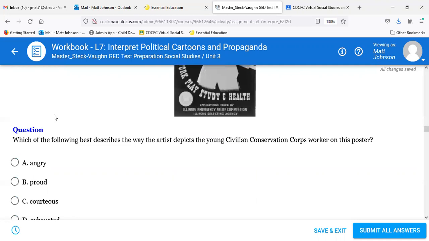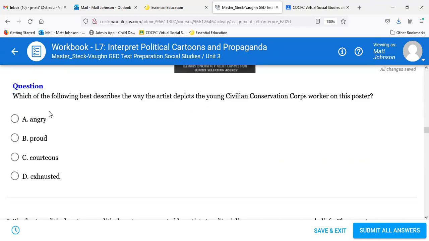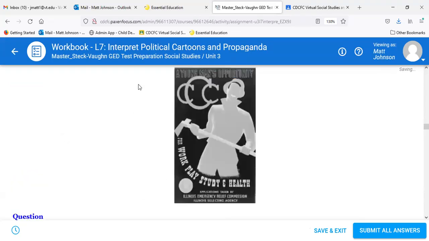So our question then, where are we on? We're number 6. Etta, you want to read number 6 for us? Which of the following best describes the way the artist depicts the young Civilian Conservation Corps worker on this poster? A, angry, B, proud, C, courteous, or D, exhausted? Looks kind of proud. Yeah, B. He's definitely proud, right? B as in boy there. So yeah, he's smiling, he's happy. He's working.